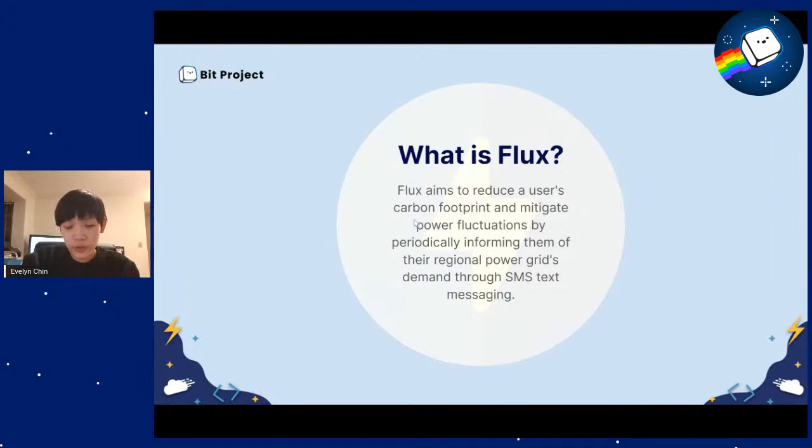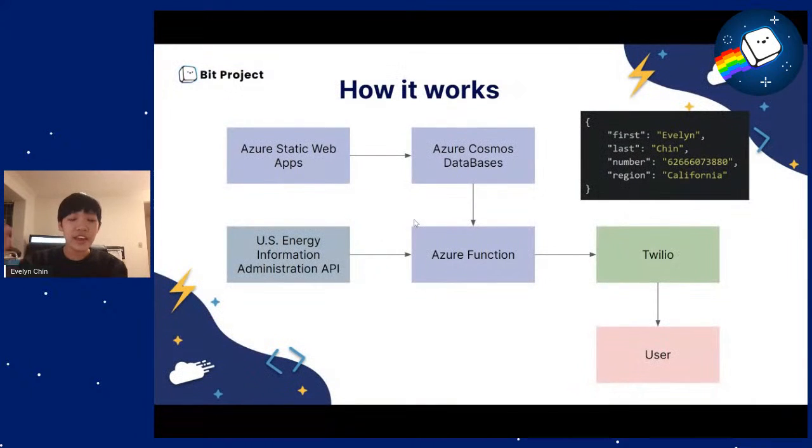So what does Flux do? Well, Flux aims to reduce a user's carbon footprint and mitigate power fluctuations by periodically informing them of their regional power grid's demand through SMS text messaging. And how it works is that we start off with a web page using Azure Static Web Apps. That web page only contains an HTML5 form that takes in a user's information, which you can see at the top right. We have the user's first name, last name, number, and region.